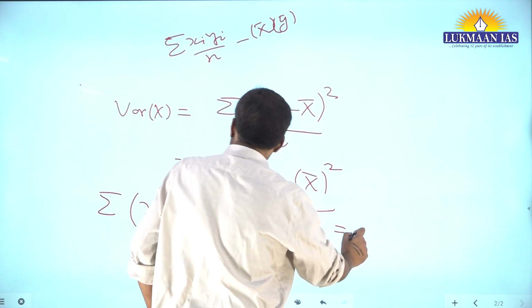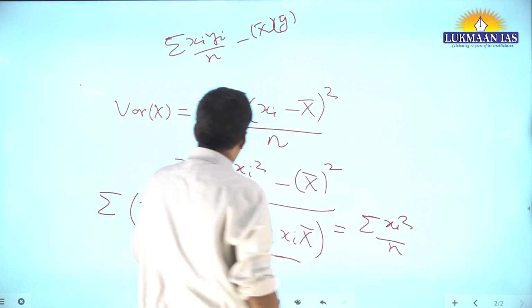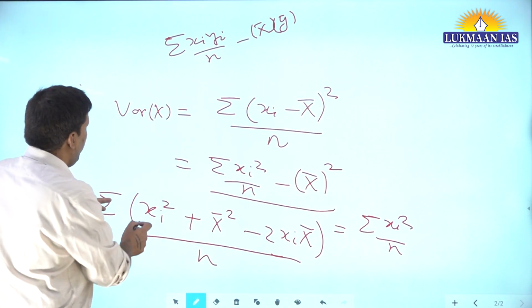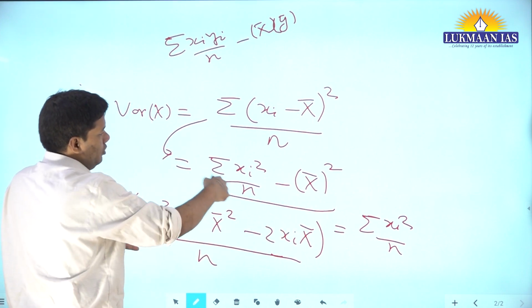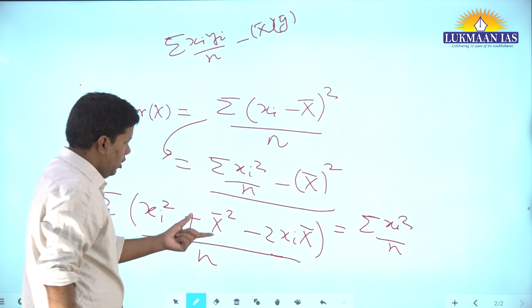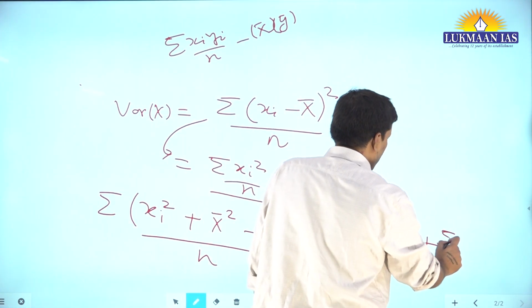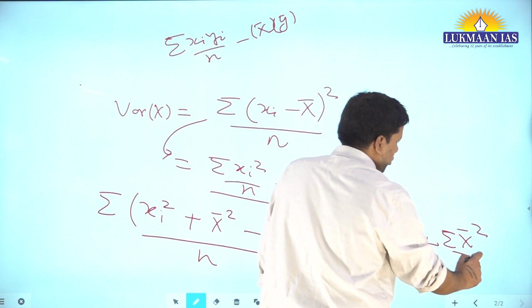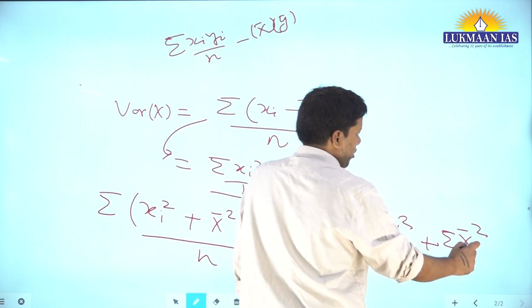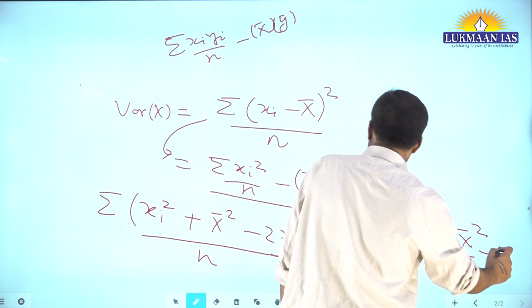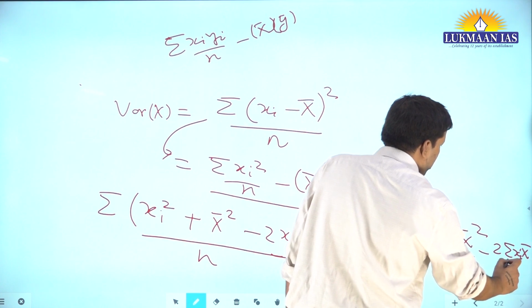So it would be equal to sigma xi square upon n. So we got the first term. See what we have to do. We have to prove this thing being equal to this, right? So now we expanded it and we got the first term. Now coming to the second part, plus sigma x bar square upon n, right? And minus 2 sigma xi x bar upon n.